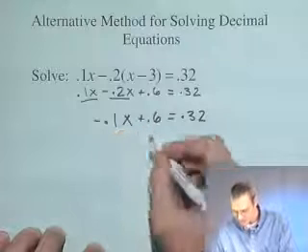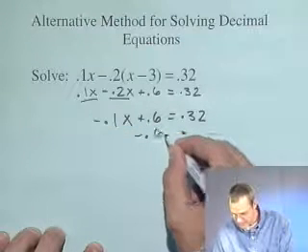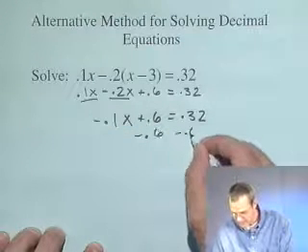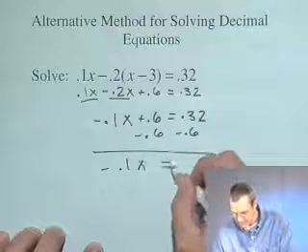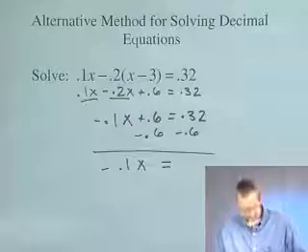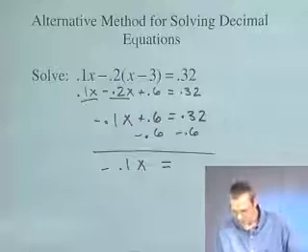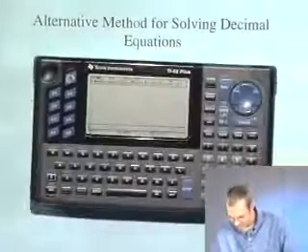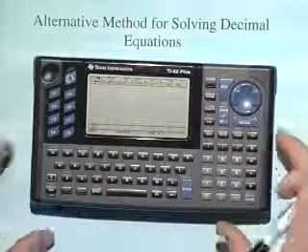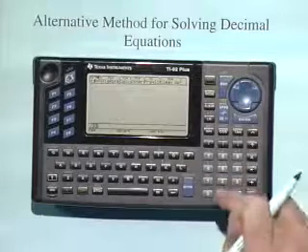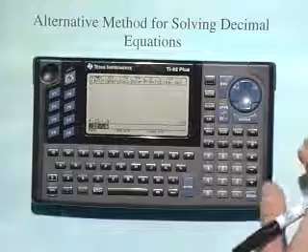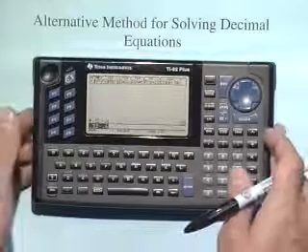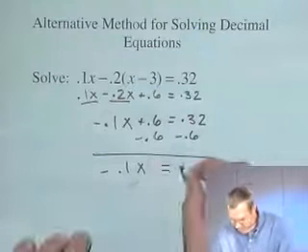Go ahead and subtract 0.6 from both sides. Let's go ahead and use our calculator to determine what 0.32 minus 0.6 is. 0.32 minus 0.6 is a negative 0.28. Now, some of you can do that in your head, and that's great, but you might want to just have a calculator handy just in case.